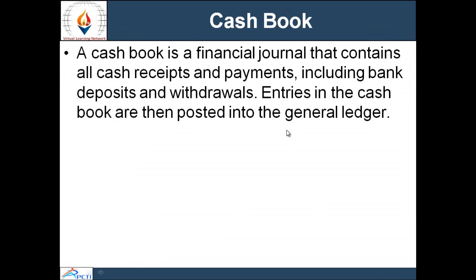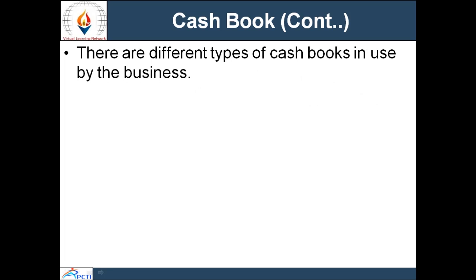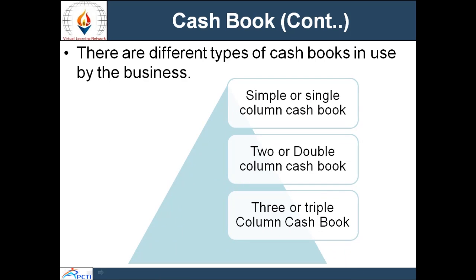Next topic is cash book. A cash book is a financial journal that contains all cash receipts and payments, including bank deposits and withdrawals. Entries in the cash book are then posted into the ledger. There are different types of cash book in use by businesses. There are simple or single column cash book, 2 or double column cash book, and 3 or triple column cash book.